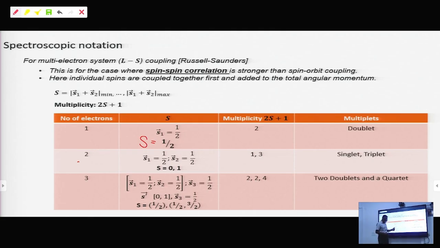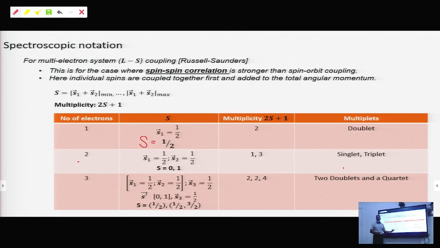Now, what is the multiplicity? For S equal to 0, it is 1, and that is called a singlet. Then for S equal to 1, it is 3, and that's called a triplet. Now, for three electrons, how do you do it? So I put a bracket here, which means you take this first.